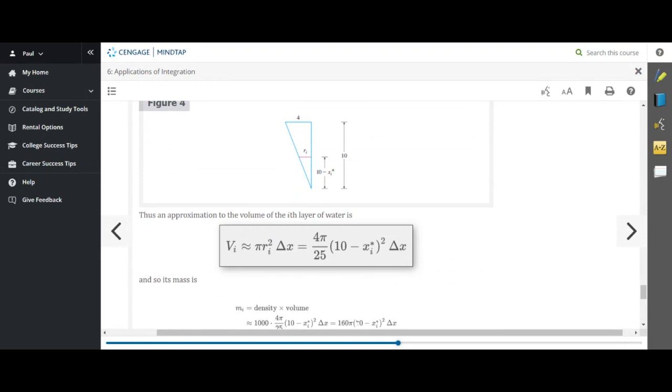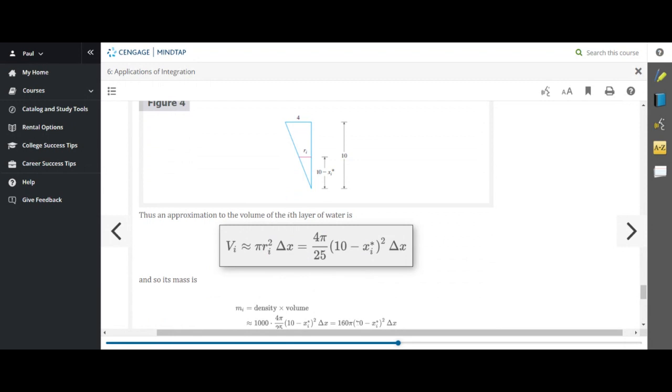Are there any questions there? You see how they're breaking this example 4 from section 6.6 up into pieces and going from one piece to the next. Now that you've found the volume of the ith layer of water, the next step, of course, is to find the force needed to raise the ith layer of water to the top of the tank.